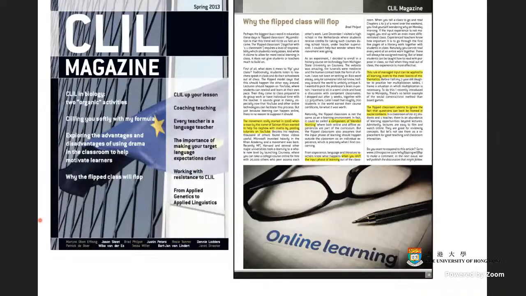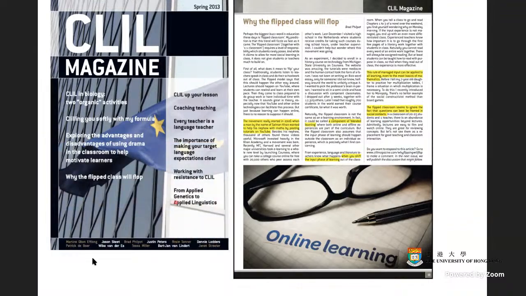Okay, another short article, actually extracted from a magazine online, is called CLIL. CLIL stands for Content Language Integrated Learning. It is a magazine for subjects and language teaching and learning, not specific to mathematics, but there's a short article here talking about what can be wrong with the flipped learning model from a language teacher's perspective.